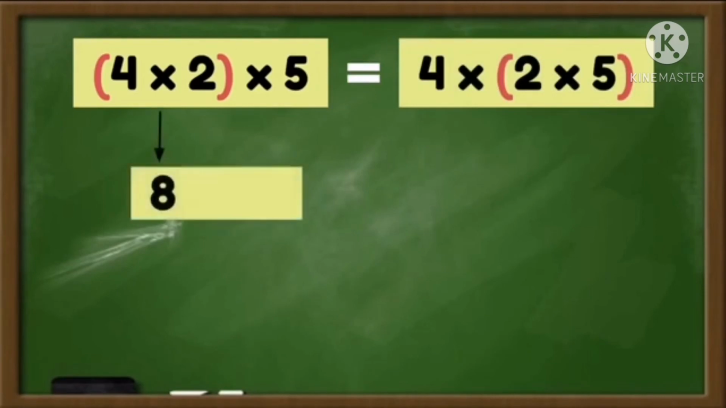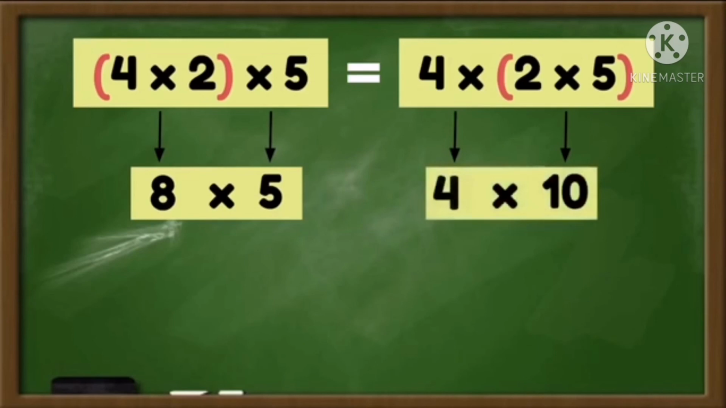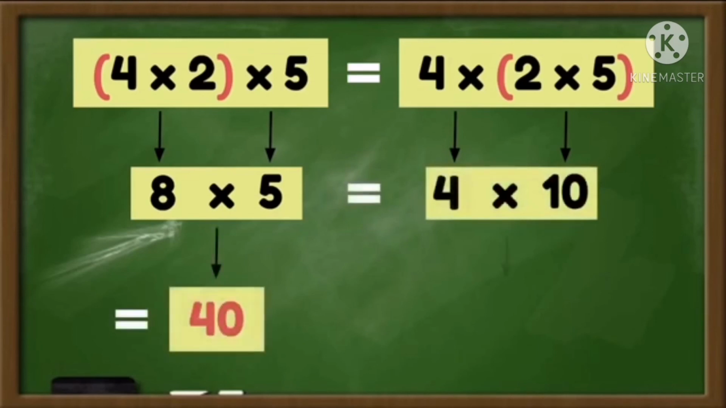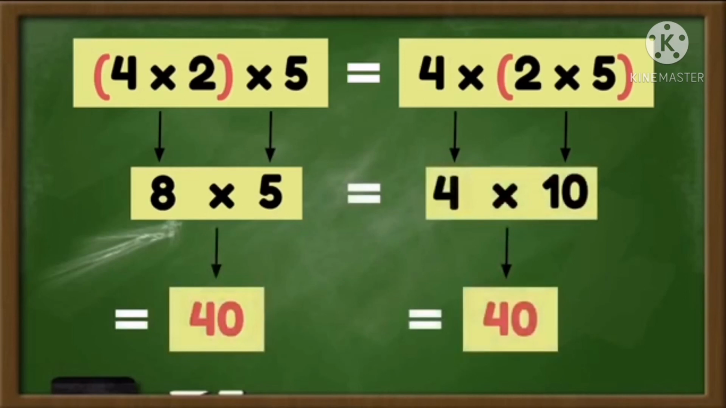So 4 times 2 is equal to 8. On the other side, we have 2 times 5 is equal to 10. So let's bring down times 5 and times 4. So 8 times 5 is equal to 40. And 4 times 10 is equal to 40. Now we've got the same product. So this is because of the associative property of multiplication.